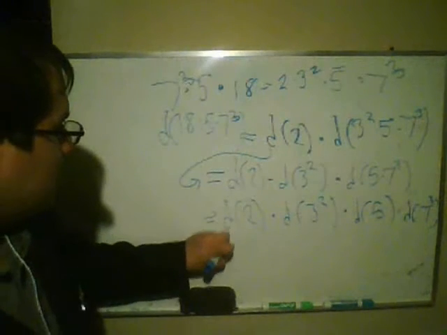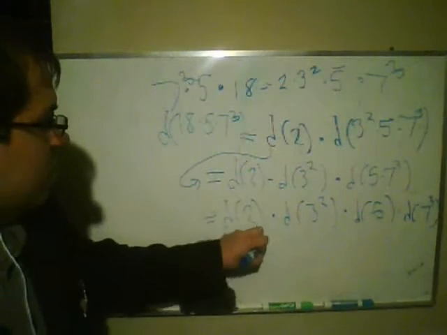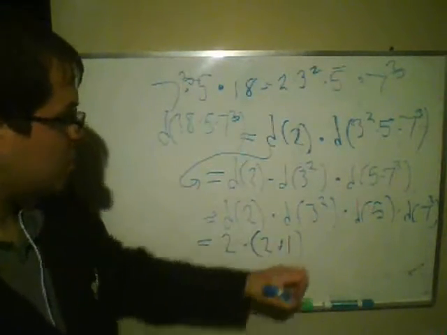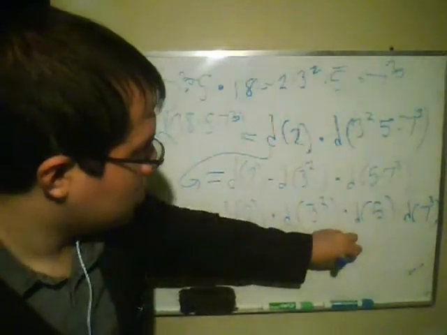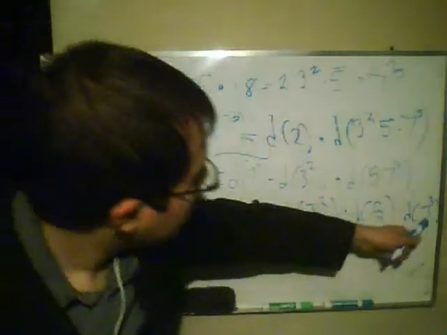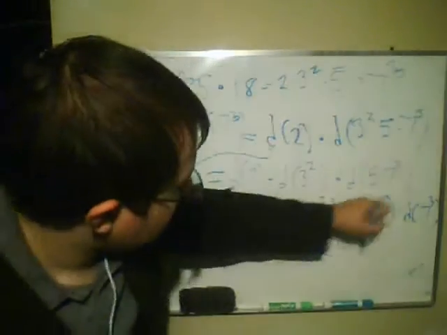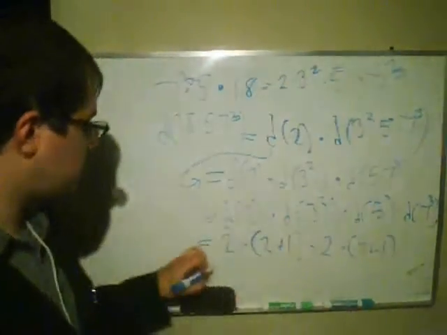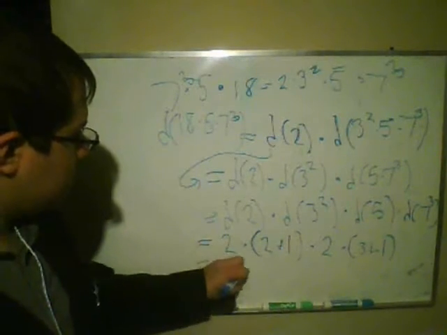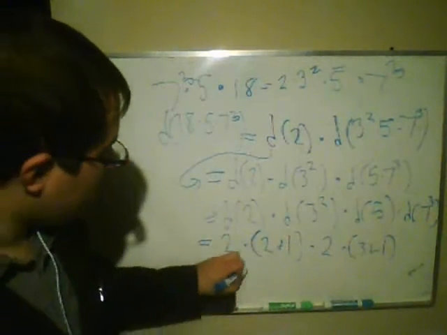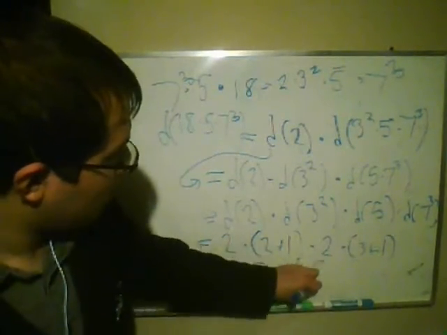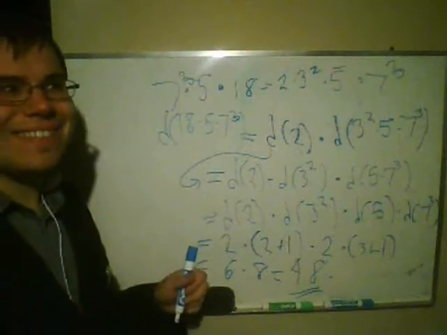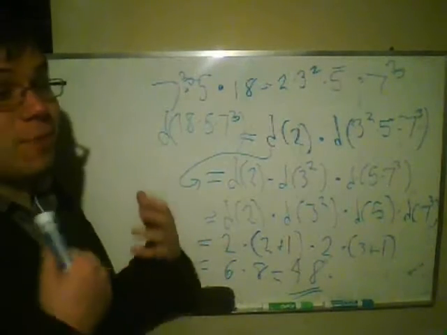Okay, so d of 2, that's just 2. For 3 squared, this is 2 plus 1, because s is 2, so we go s plus 1. Times 2, because this is a prime number, times 7 cubed, where s equals 3, so it's 3 plus 1. 2 times 3 is 6. 6 times 4 is 24. 2 times 24 is 48. So there are 48 factors for this number, and the answer is 48. That should cover basically what the d function is.